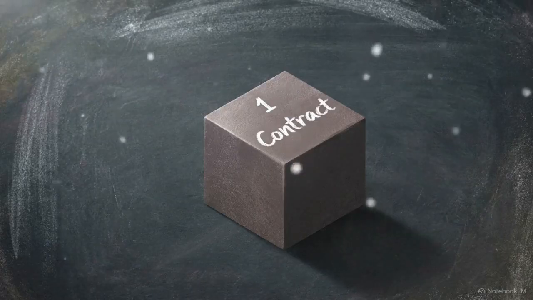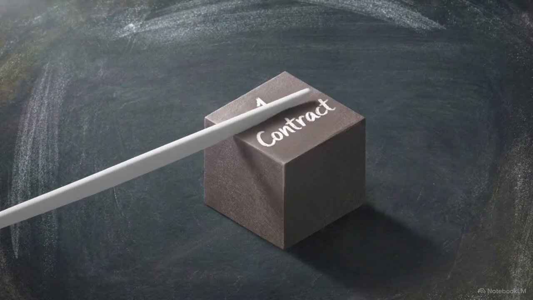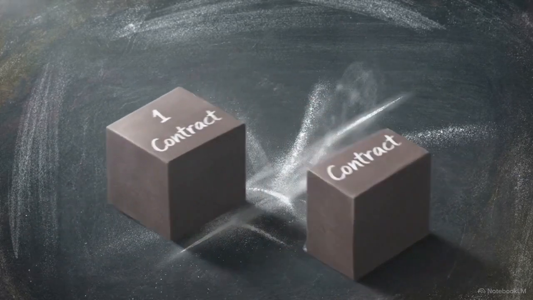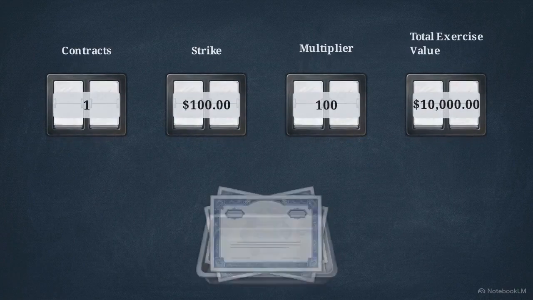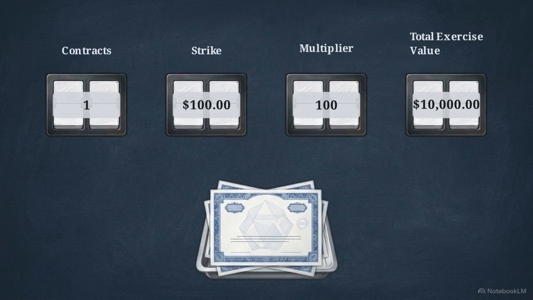The very easiest adjustment scenario to model is a whole number forward split, like a 2-for-1 or a 4-for-1. Here is our baseline dashboard for a standard contract before a 2-for-1 split. We have one contract, a $100 strike, and a standard 100 multiplier. The total exercise value is $10,000.